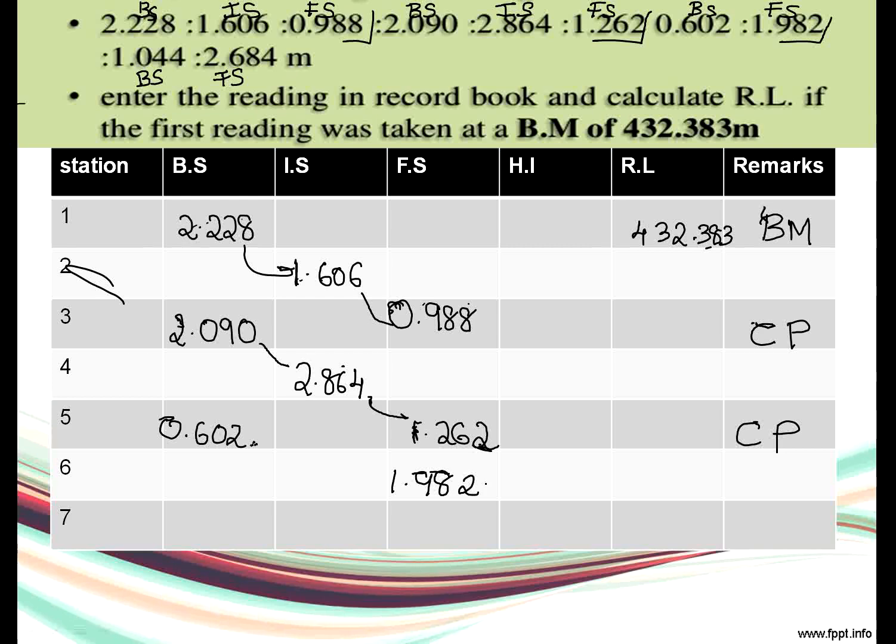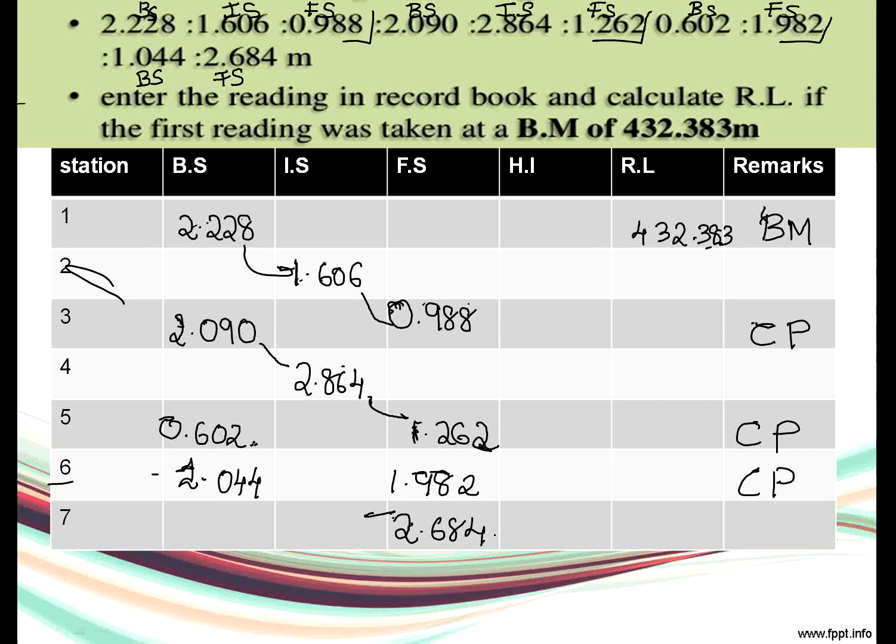which is 1.982. Again, after this the instrument is shifted, so here you can write station 6 is your change point. Corresponding to the change point, both backside and foresight readings will be there. So against this station 6, you can write the next backside as 1.044, and the last reading will be your foresight, that is 2.684. This is how you have to do the booking of this particular question.